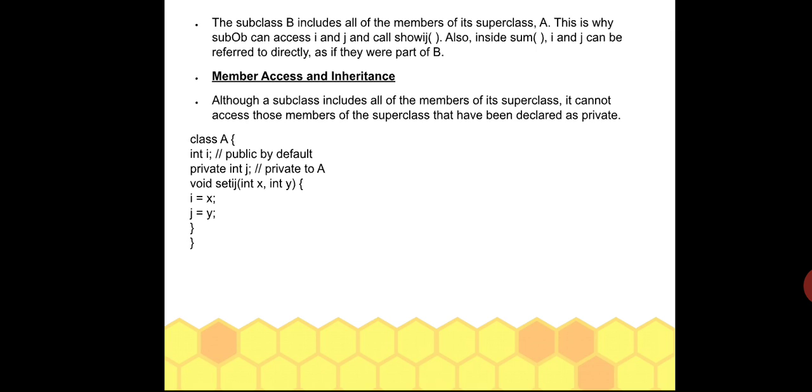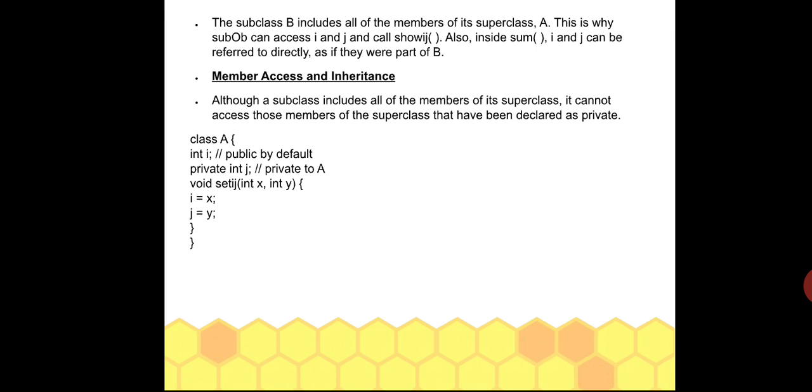Although the subclass includes all the members of its superclass, it cannot access those members of the superclass that have been declared as private. This is a special case, because, as I said in the previous video, whenever you have the private keyword, the variable or method can be accessed only within that class. It cannot be accessed outside the class, even though you are extending or inheriting the properties of a particular class. You cannot access private members of a class.